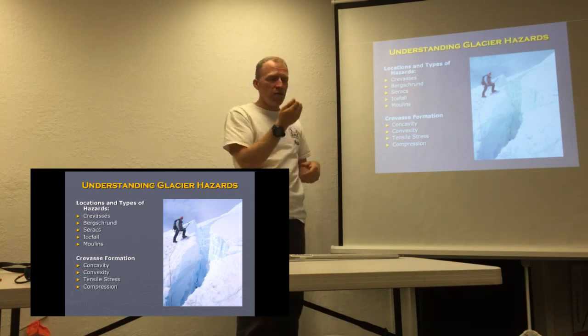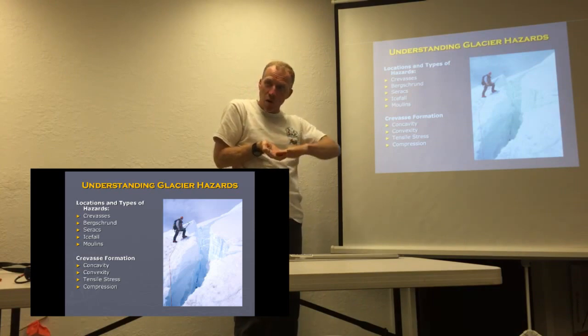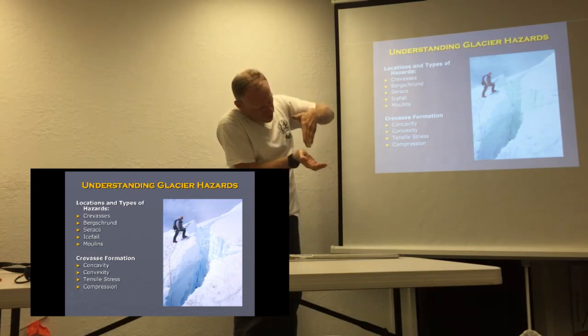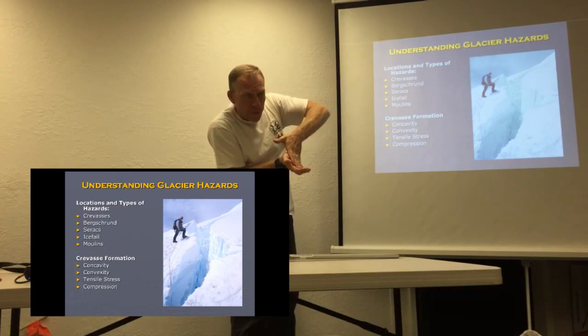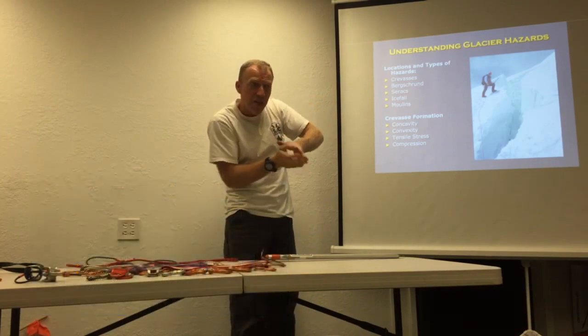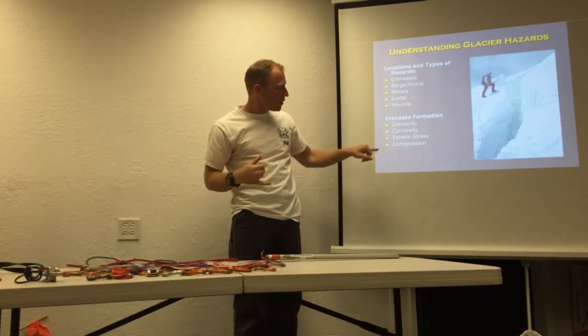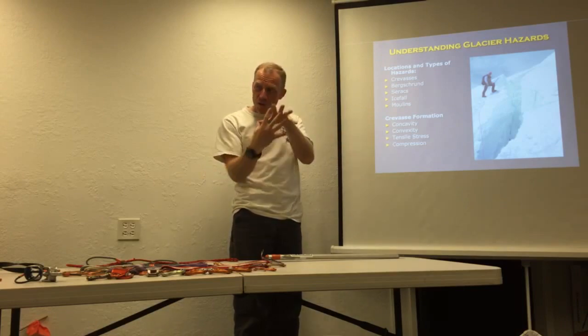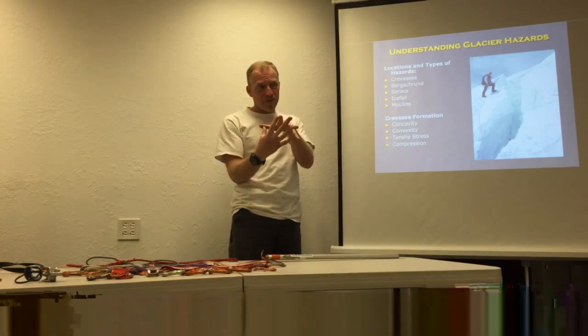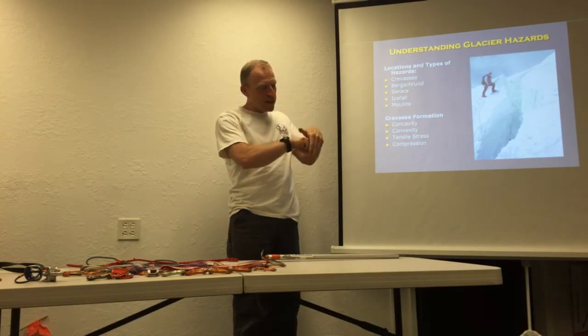The reverse is a concavity, which is a hole. So as the glacier flows down into it, it will pile up on itself at the bottom, and that will form compression. Okay, compression will force the crevasses to close. So concavity is tension.